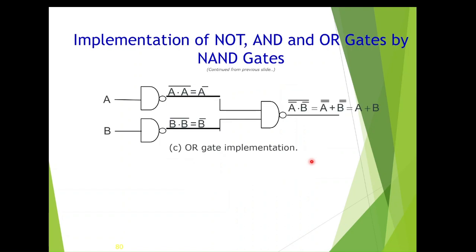Similarly, to implement the OR gate, we need three NAND gates. There is one NAND gate here as a NOT gate. When I give the input A, I will be getting A bar. Similarly, if I give B, I will be getting B bar. Then again we pass this A bar and B bar through a NAND gate. What the NAND gate does is multiply the inputs and take the complement. The inputs now are A bar and B bar, so it will give A bar dot B bar the whole bar. If I apply De Morgan's law, it will be A double bar plus B double bar, that is nothing but A plus B.